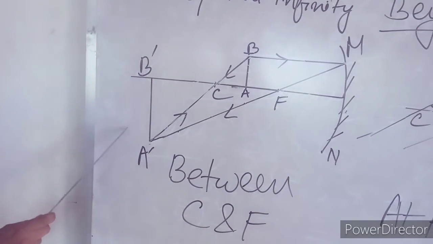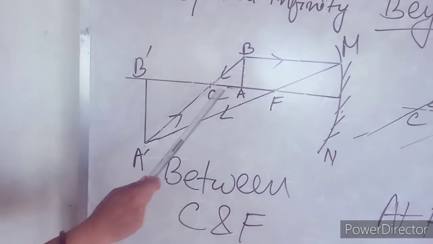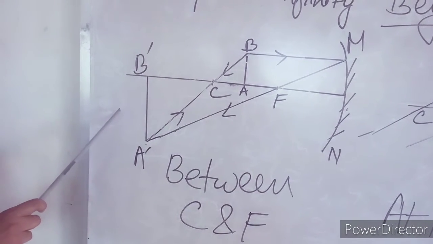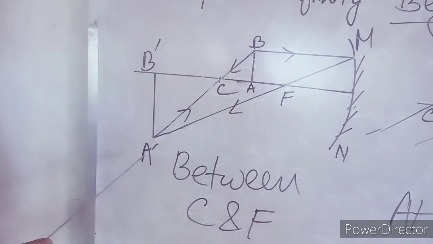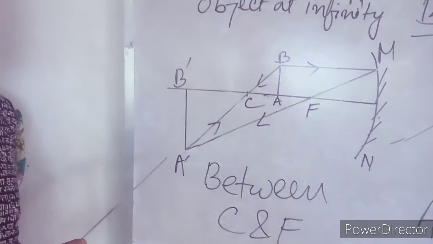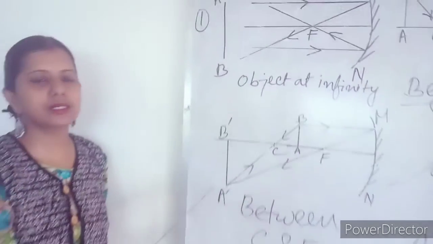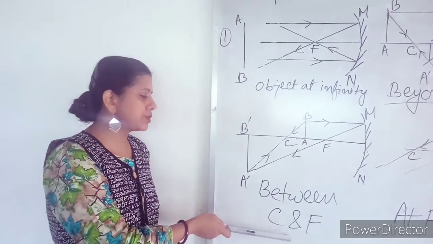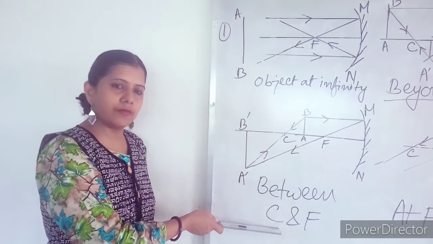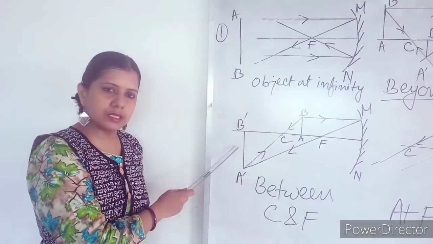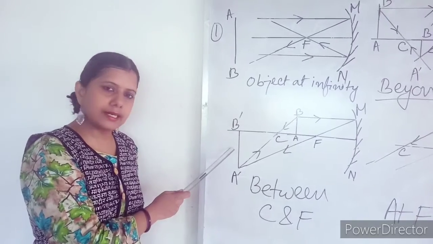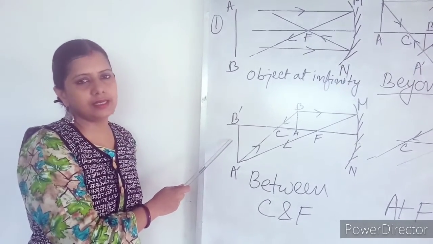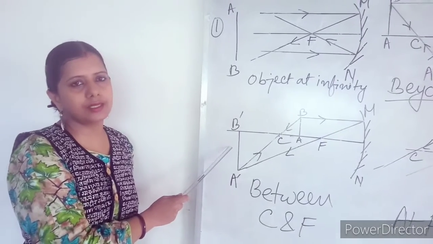So what is the position of the image? The position of the image is beyond C. I can see it is inverted and it is bigger in size, that is larger in size. So what I have got: when the object is in between C and F, the image is beyond C, it is inverted, it is real and it is larger in size. So this is my fourth case.